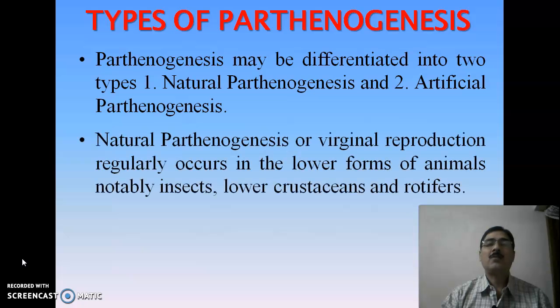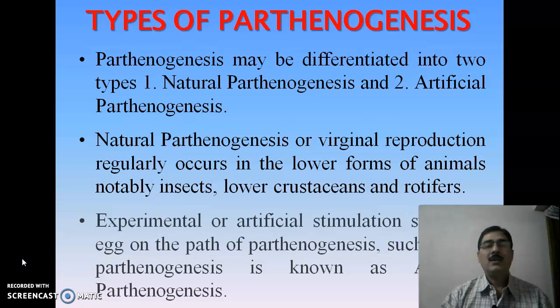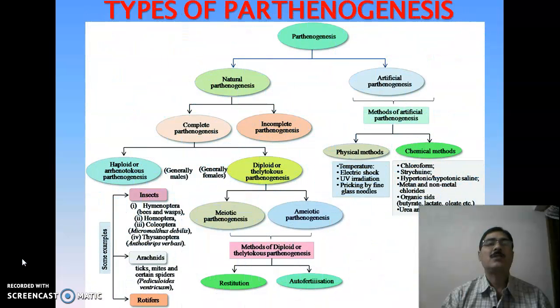प्राकृतिक रूप से पाया जाने वाला अनिषेक जनन या कृत्रिम रूप से जो अनिषेक जनन हम उत्पन्न करते हैं प्रयोगशालाओं में. The natural parthenogenesis or virginal reproduction regularly occurs in the lower forms of animals, notably in insects, the lower crustaceans and rotifers. The experimental or artificial stimulation starts the egg on the path of parthenogenesis, and such type of parthenogenesis is known as the artificial parthenogenesis.